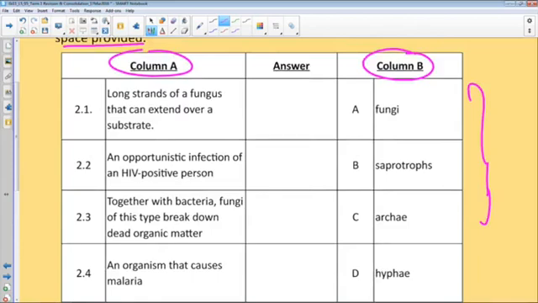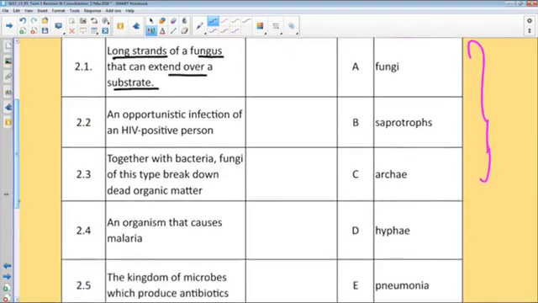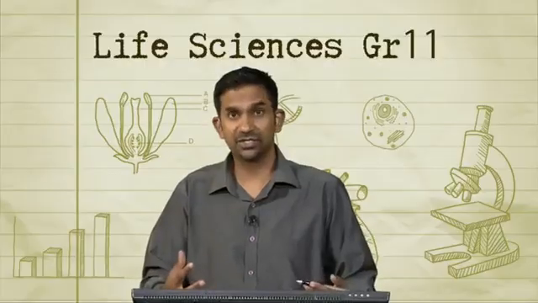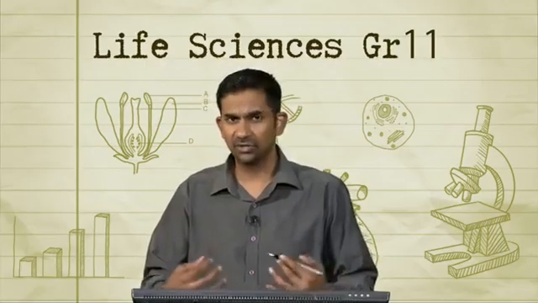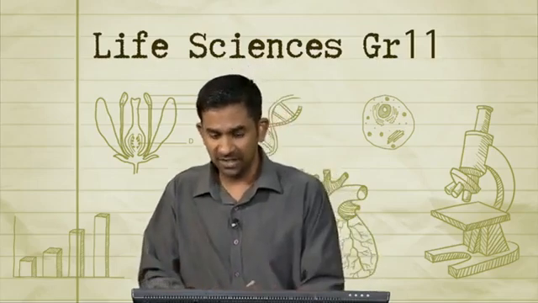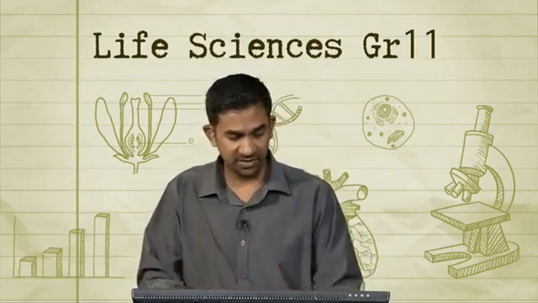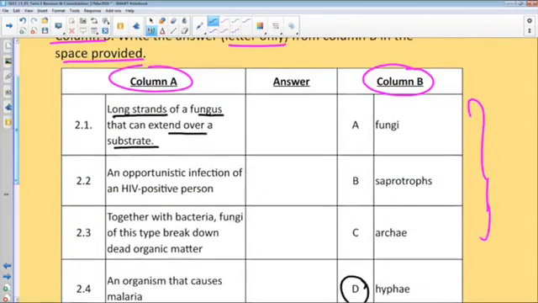Guys, long strands of a fungus that can extend over a substrate. Now what would that be? Remember, we looked at the terms. So guys, if you look at the structure of the fungus, we know that it's got these horizontal elongated threads, and these are called hyphae, and we know that here's the option that's given to us. So the answer here is hyphae, and that's D.